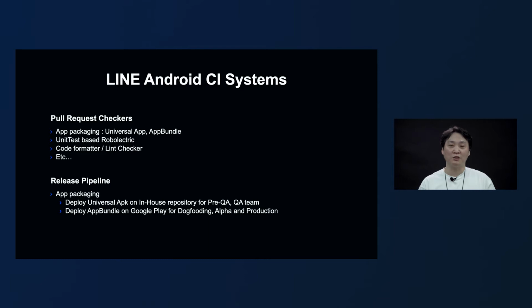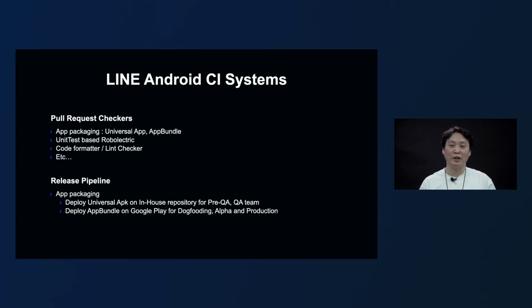Line Android team operates various CI systems, and there are two that play the following two roles according to the main purpose. Pull request checker is when the developer makes changes to the source code. We have to check the pull request whether there is any problem in distribution, even if the changes are applied. And release pipeline is for deploying binary after building the app using as-is source code.